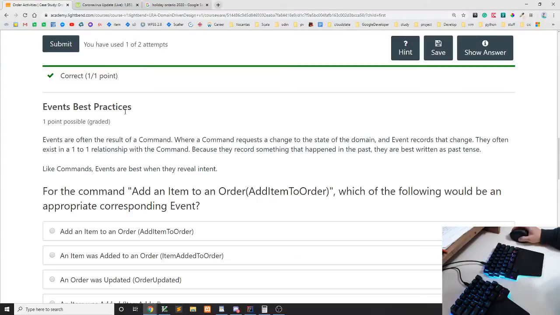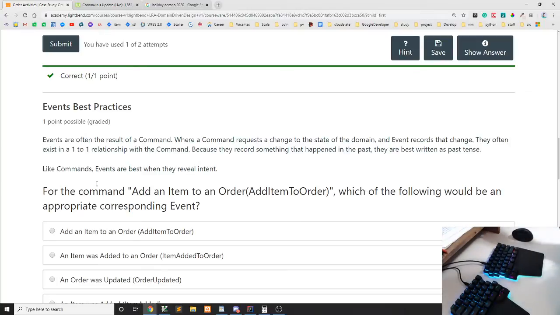Events best practices. Events are often the result of a command, where a command requests a change to the state of the domain and the event records that change. They often exist in a one-to-one relationship with the command because they record something that happened in the past. They are best written in the past tense.